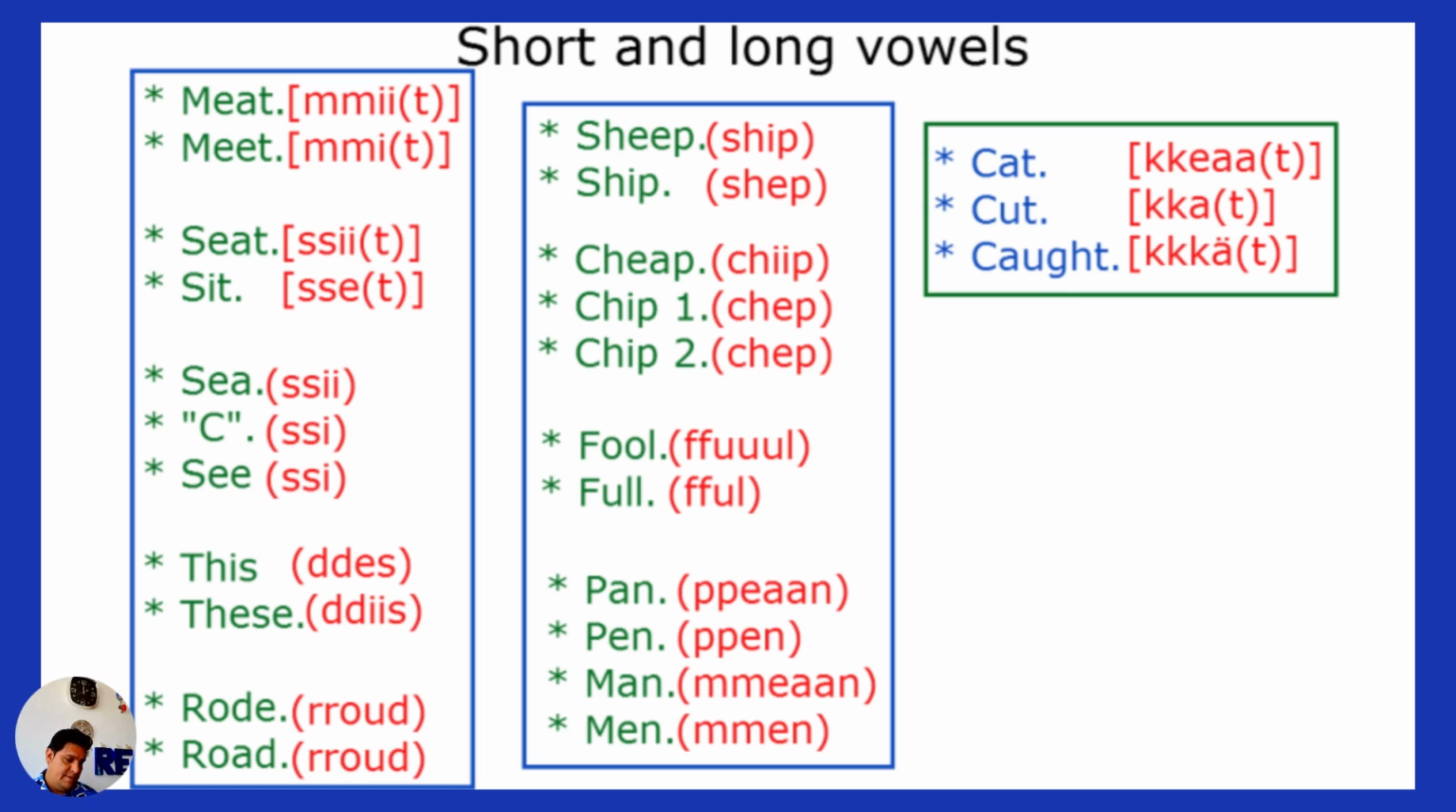Pan and pen. So this is pan, a container. There's a pan where you cook, where you store some food. That's a pan. But this is a pen. Got it? Pan, pen. Man, men. Okay? These are not short and long vowels, so I just want to put them here to show you that also, okay? Man, one man, two men. Got it? Excellent.